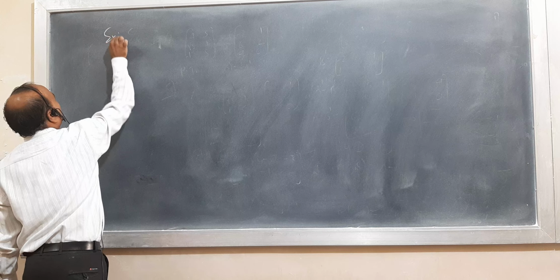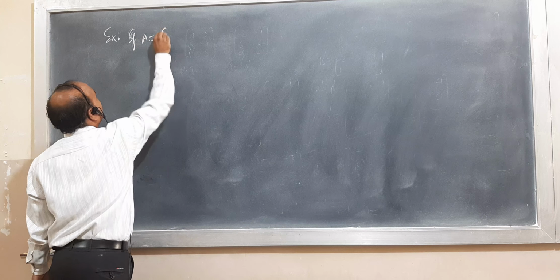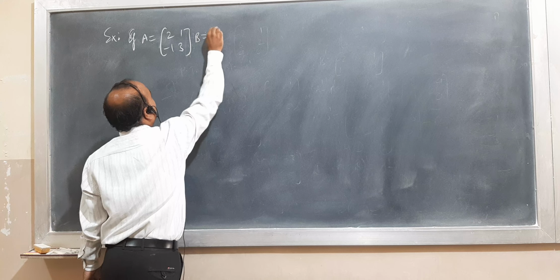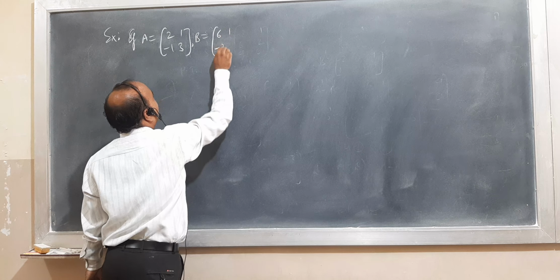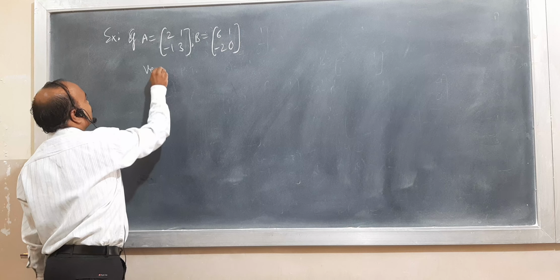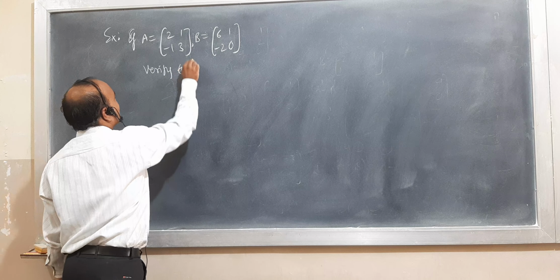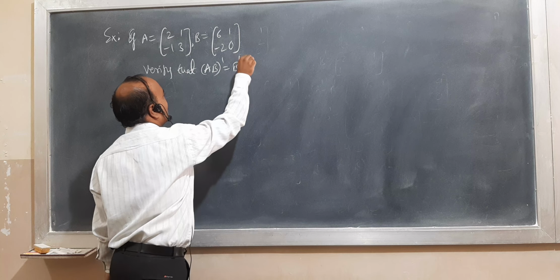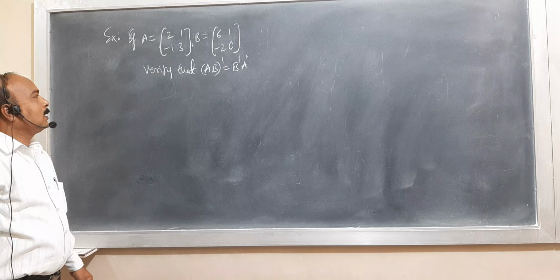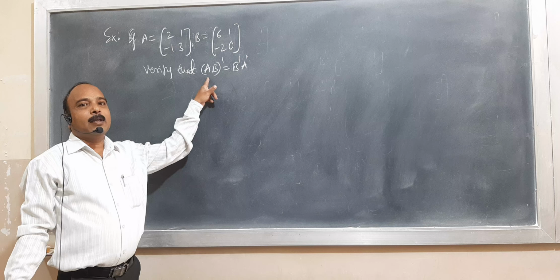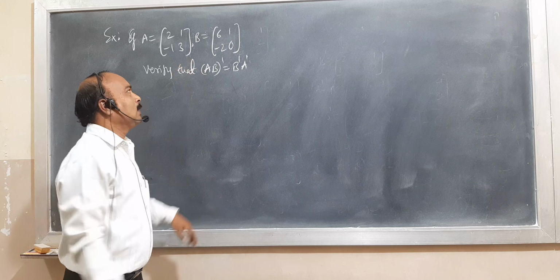Next we go for another example. If A equal to [2, 1, minus 1, 3], B equal to [6, 1, minus 2, 0]. Verify that (AB) whole dash equal to B dash A dash. So it is another property of the transpose of matrices. Now first we go for left hand side value, after that we go for right hand side value.